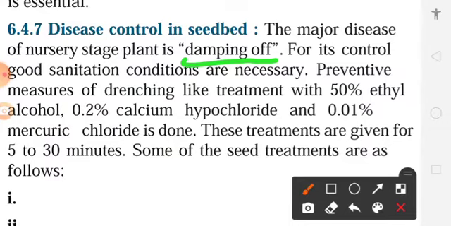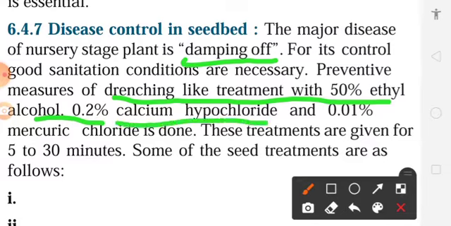So, damping off is generally caused due to waterlogging conditions, and some other reasons are also there. So here good sanitation is required. In this case, a drenching of 50% ethyl alcohol plus 0.2% calcium hypochlorite and 0.01% mercuric chloride should be mixed together in water and drenched.